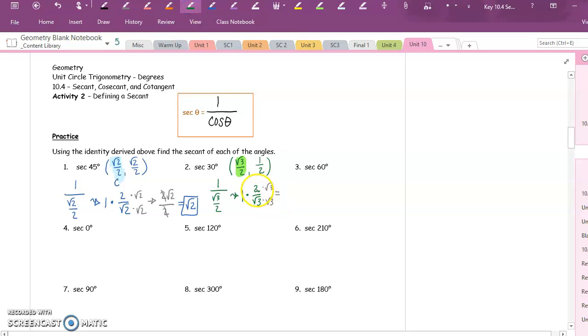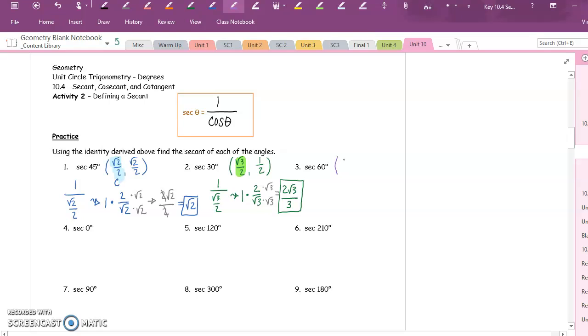So in the numerator, we have 2 times root 3, which is just 2 square root 3, divided by root 3 times root 3, which is 3. Nothing can be canceled, so this is my final answer. So secant of 30 degrees, and any degree that references 30 degrees, is always going to be 2 root 3 over 3. Finally, we have secant of 60 degrees.